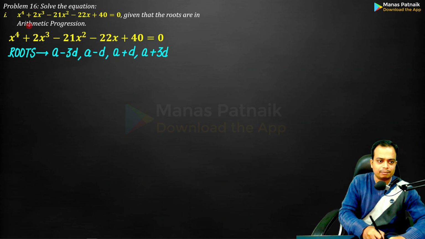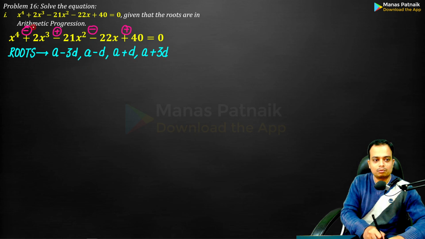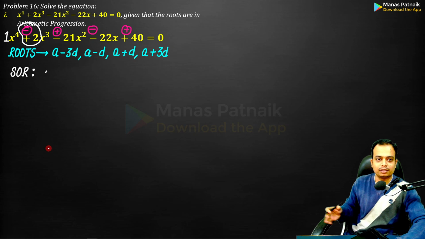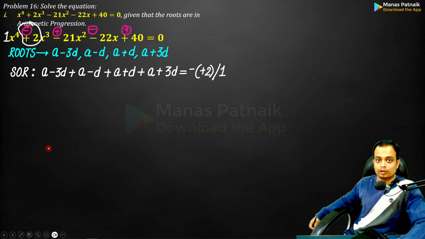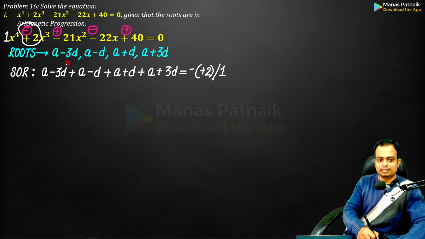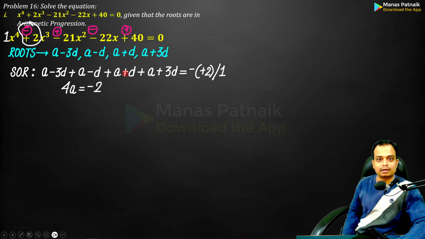And even before that, let me start my usual work. Negative, positive, negative, and positive. Sum of the roots is going to be equal to negative of positive 2 divided by the coefficient of x to the power 4. Here we go. Write it down. Negative of positive 2 over 1. Done, sir? Very easy. Sir, the minus 3d, plus 3d, minus d, plus d, all of them will cancel each other out. There are 4 a's. That means 4a is equal to negative 2, or a is equal to minus half.